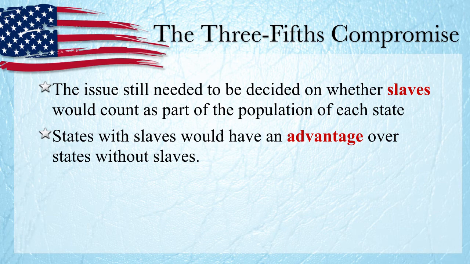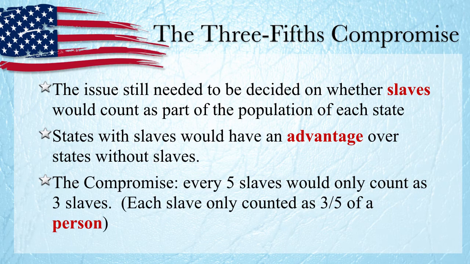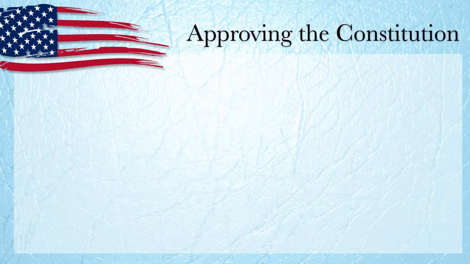Well, this meant slave states would have an advantage over the states without slaves. And it became a big controversy. Again, a compromise comes to the table, and here's the compromise. Well, let's just make every 5 slaves would count as 3 people. So basically, each slave only counted as 3/5 of a person. Makes sense, right? But how can you have a person only counting as 3/5 of a person? That's just the silliest thing I've ever heard. Actually made it into the Constitution. It was kind of crazy.